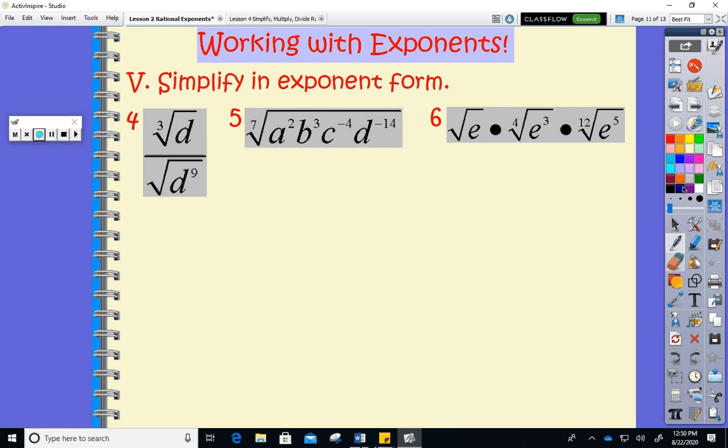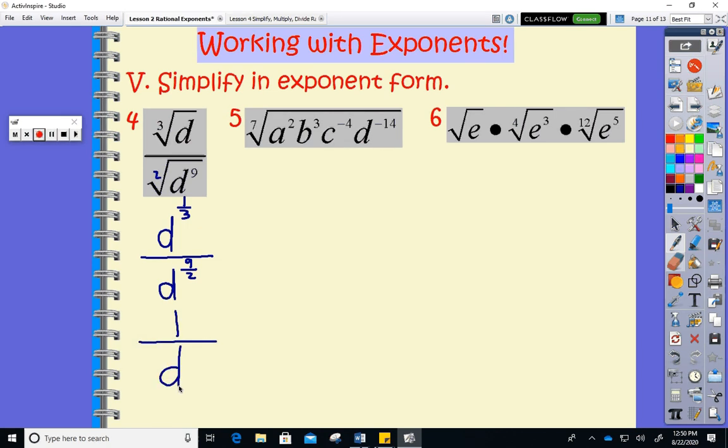So the way that you level the playing field here is to go to exponent form. So on the top, I've got d to the 1/3. On the bottom, I have d to the 9/2. Remember, the understood index on that bottom radical is 2. Remember, you need to subtract, and we typically take it to where the exponent is larger. So do you see that 9/2 on the bottom is larger than 1/3 on the top? So I'm going to move this thing to the bottom.